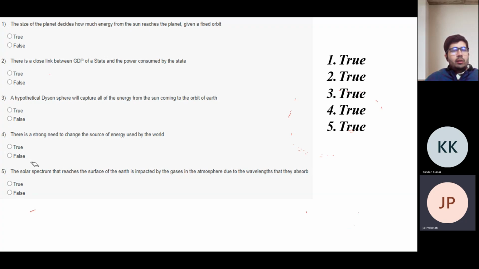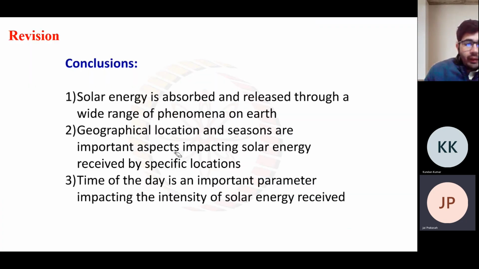Yeah, it's true. The solar spectrum that reaches the surface of the Earth is impacted by the gases in the atmosphere due to the wavelength that they absorb. Yeah, it's also true. So these five questions are all true. Now the conclusion. From our discussion and based on the lecture given by the professor, these are the conclusions.